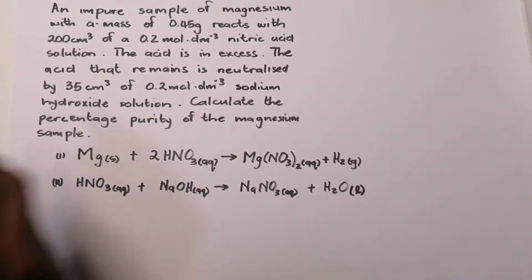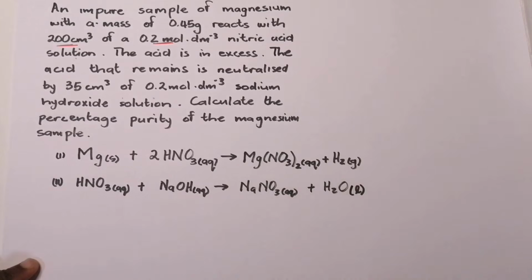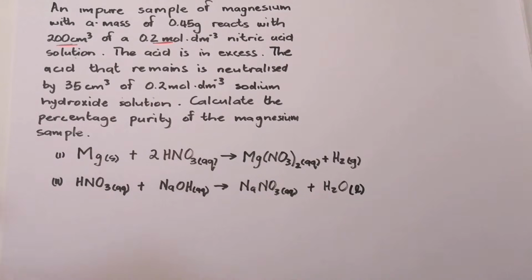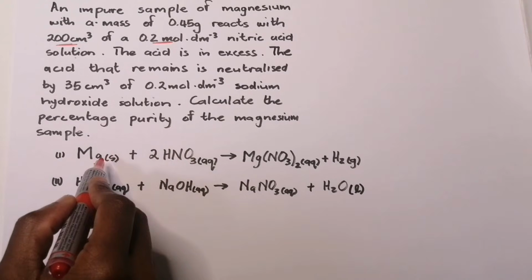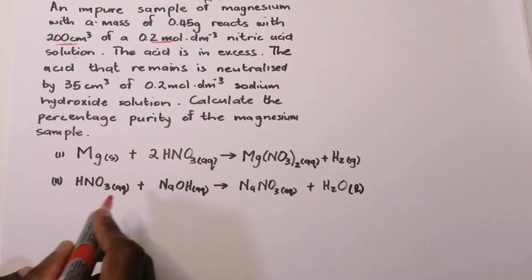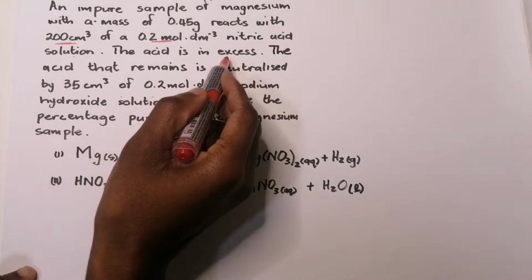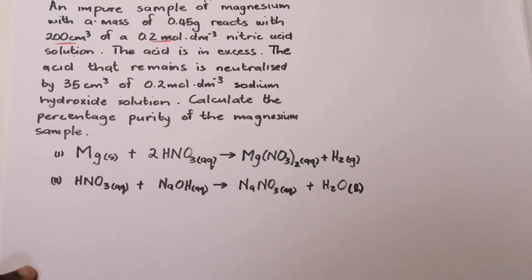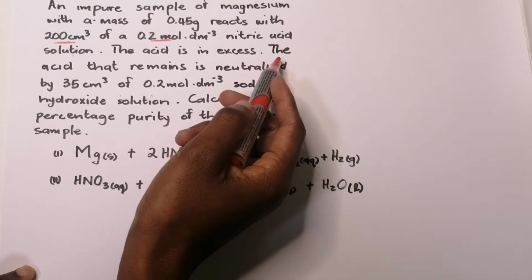Right. So it reacts with the nitric acid. Okay, there we're given the volume of the nitric acid as well as the concentration of it. Okay, they say to us the acid is in excess. So what does that mean? It means during the reaction, we took magnesium, we put some nitric acid into it, and as a result, there'll be some of the acid that remains unused. It's in excess, so there'll be an amount of acid that remains in excess, unused, or unreacted if we want to look at it that way.